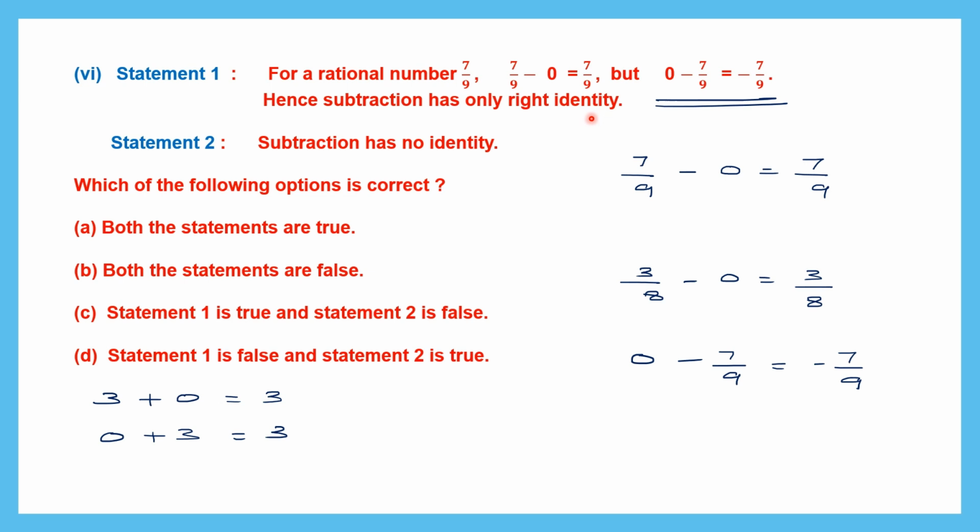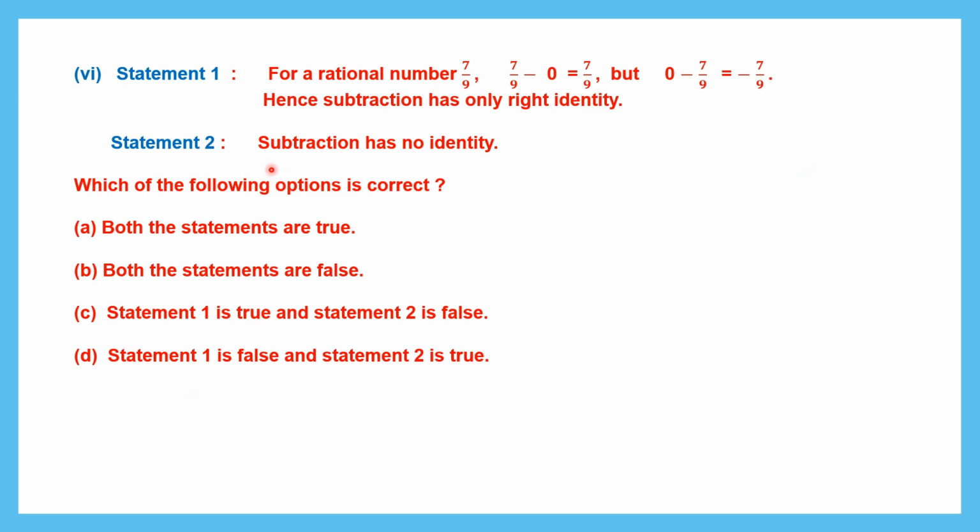So statement 1 is true. Now statement 2 says subtraction has no identity. Now here we saw that subtraction has right identity. Then why does it say that it has no identity? That's because for a true identity to exist, it must function on both sides, in both directions. It should be a left identity as well as a right identity. Like if I say 3 minus 0 is 3, I'm getting it back, so it is a right identity. Now 0 minus 3 is negative 3. We are not getting back the same number. Can you see it's different?